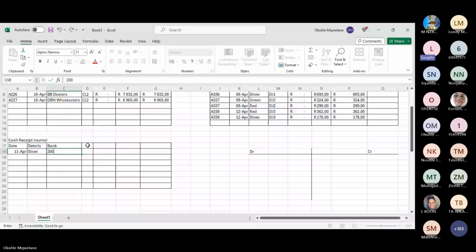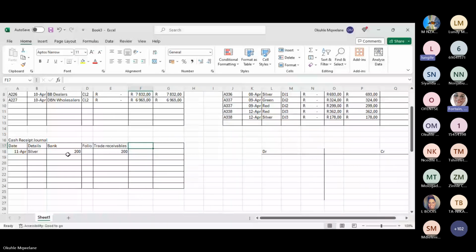Okay, sure. So there will be trade receivables, 200. I should have actually put in some returns here as well, but if anything is returned, then you will book it into the sales returns journal.